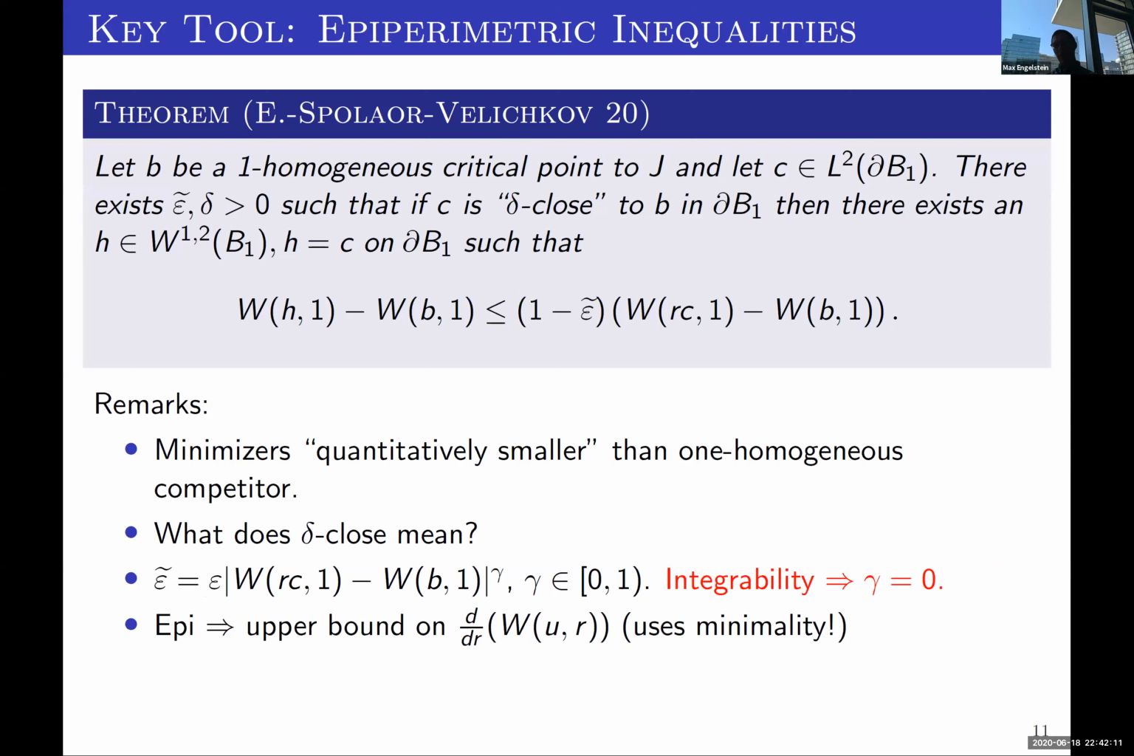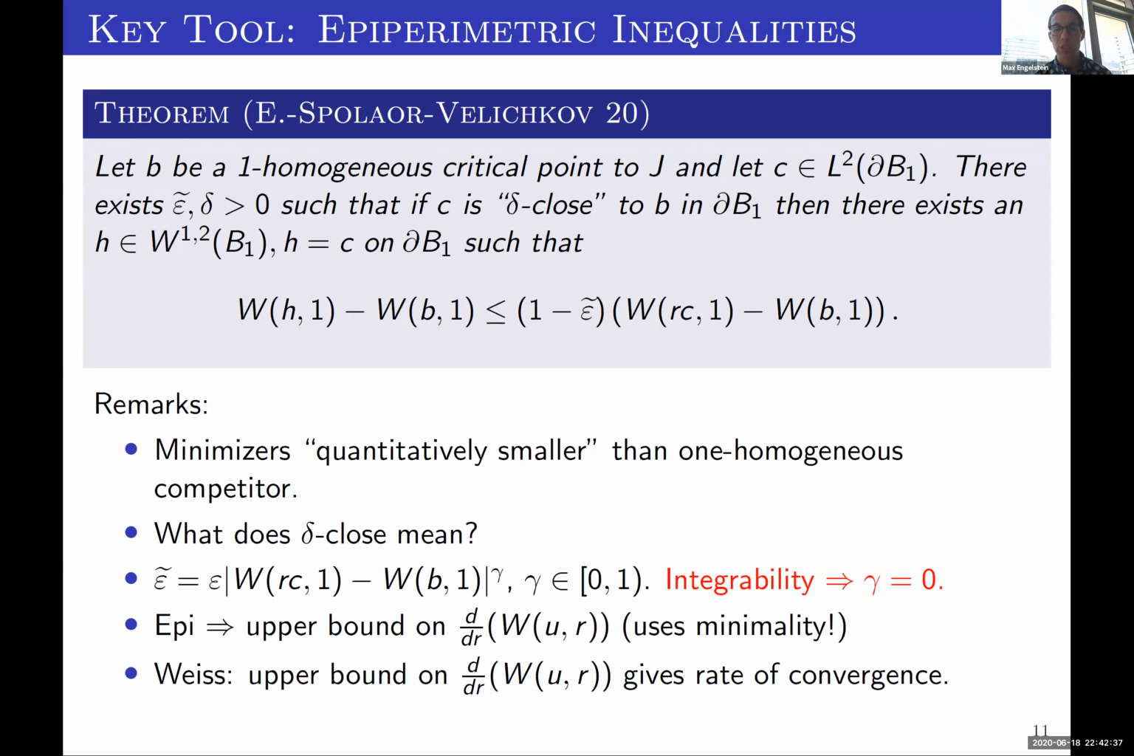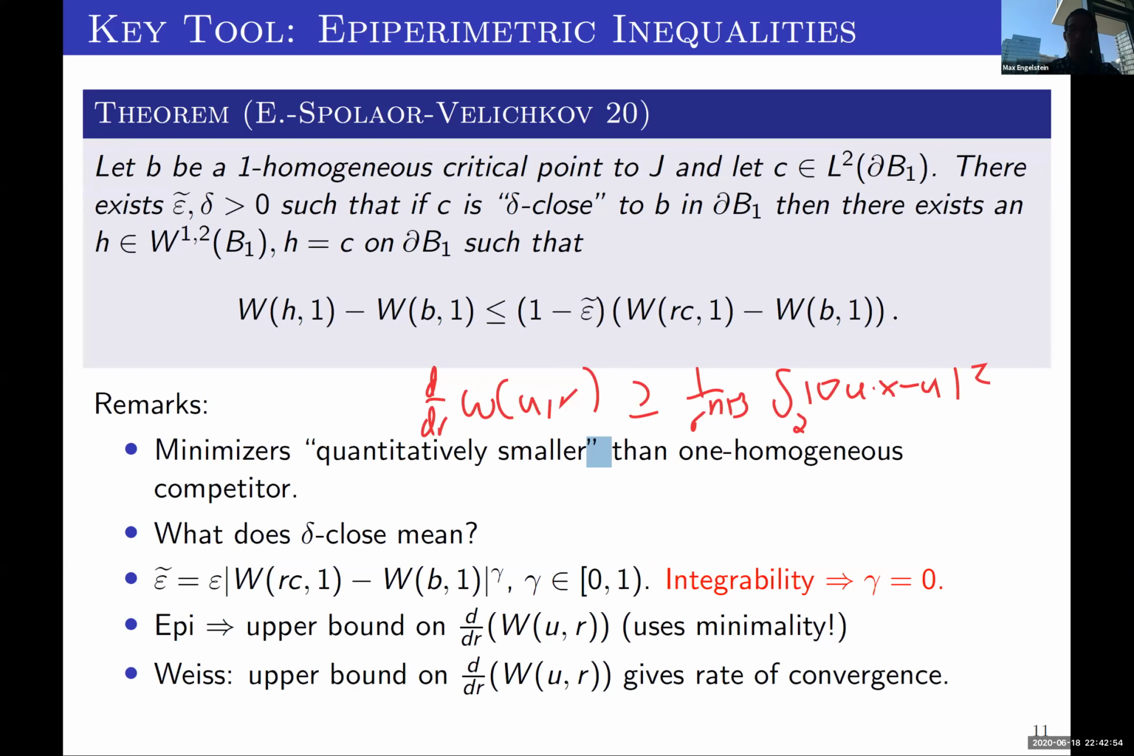So let me just say very briefly, and at the end, if there are questions, I can give more details, why epiperimetric gives you uniqueness. Through a very slick arithmetic argument, the epiperimetric inequality gives you an upper bound on the derivative of this Weiss monotonicity. And here is the only place where you use that u has to be a minimizer. This is very important. And then Weiss observed that an upper bound on the derivative of W gives a rate of convergence. And you can see that, right? Because remember in a previous slide, d/dr of W(u,r) was greater than or equal to 1 over r to the n plus 3 times this thing, which measured how far away we were from being one homogeneous. So if this goes to 0 fast, this has to go to 0 fast, and that means that we have to approach our one homogeneous thing at a rate. And that rate of convergence will give you uniqueness and the parameterization.